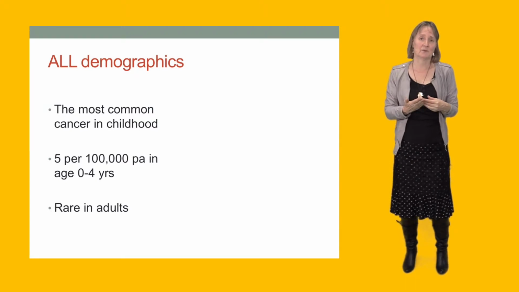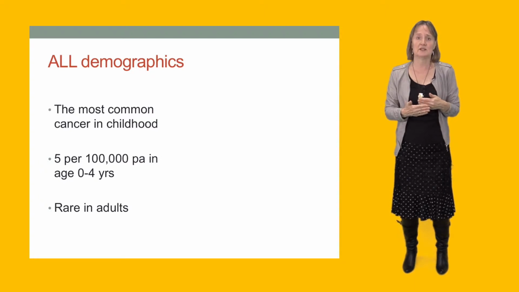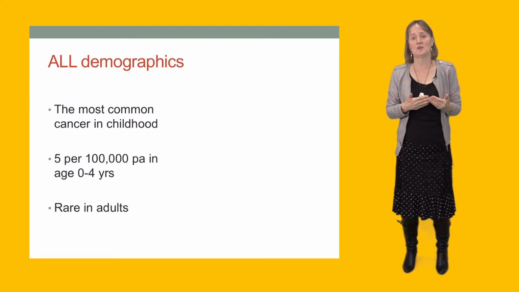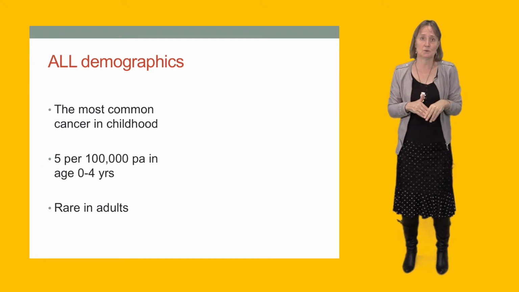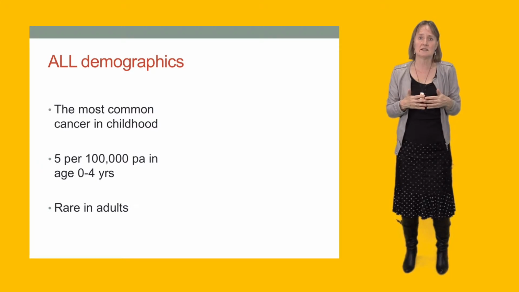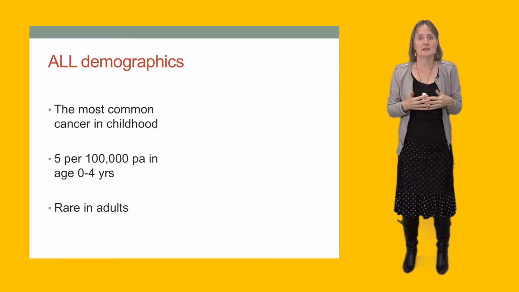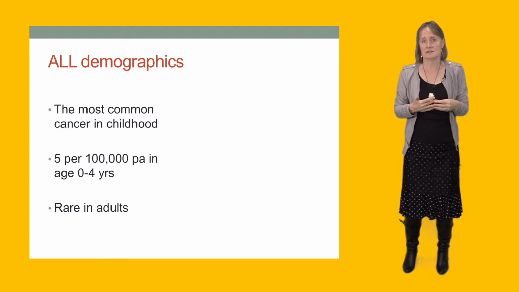So if you're a pediatrician, you will come across this, and even in general practice, you will come across it from time to time. At an incidence of 5 per 100,000 per annum in the high-risk age group, which is 0 to 4 years of age, we're going to see this more than once a year in Wellington. It is much less common in adults, but it does occur, and in hematological practice, definitely we see this from time to time.